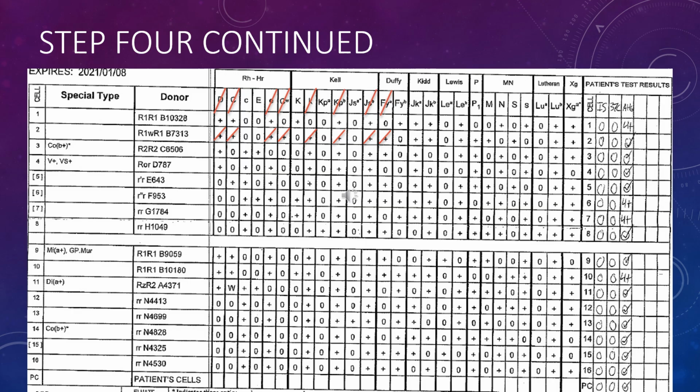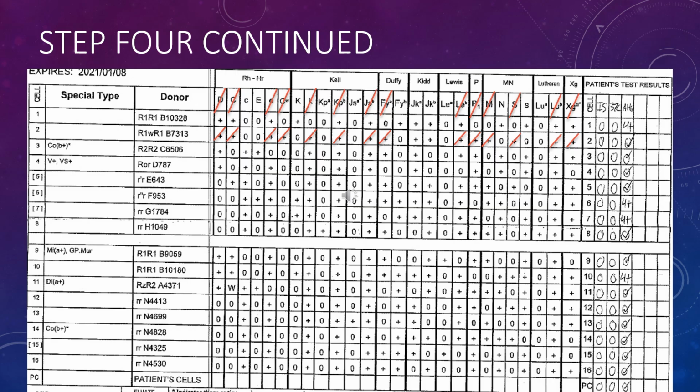We'll cross off Lewis B, P1. We can cross off anti-M. We can cross off big S, and then Lutheran B, LUB, and then XGA. And that's all we can do with that cell. So we cross out a lot of them so far, but we're going to keep on going. Remember, the next step is to just go down to the next negative cell and repeat this process with whatever we haven't already ruled out.